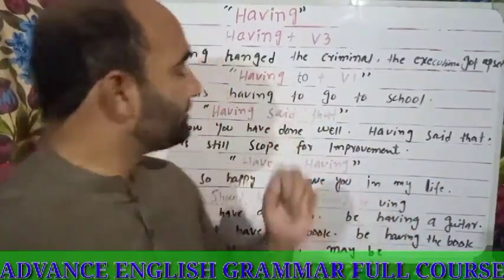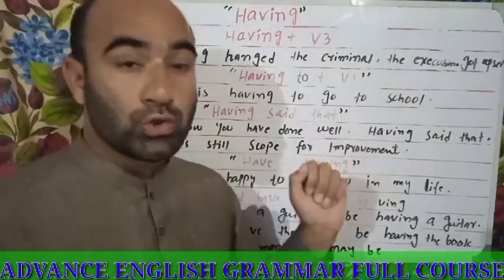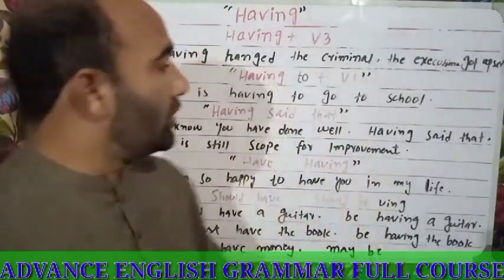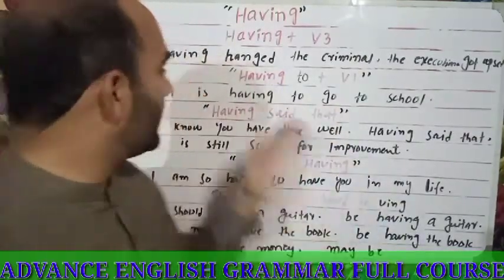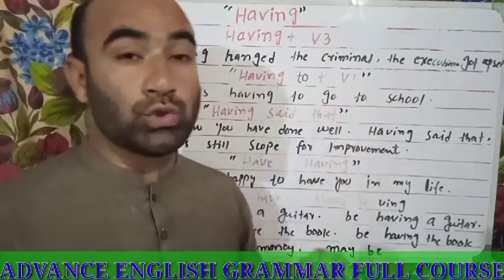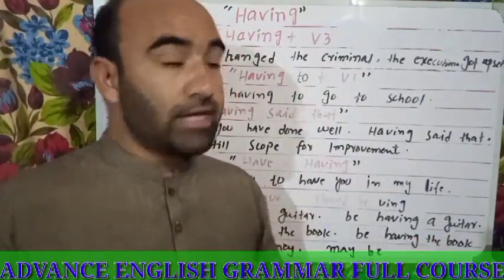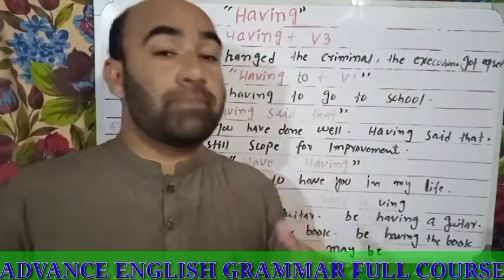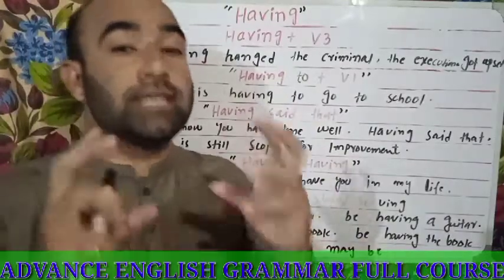Keep in your mind, Ali is going to school is a simple sentence. Now here it gives us the compulsion, the obligation: Ali is having to go to school. It means this action is in progress. It means this action is happening right now. So it shows us the continuity.